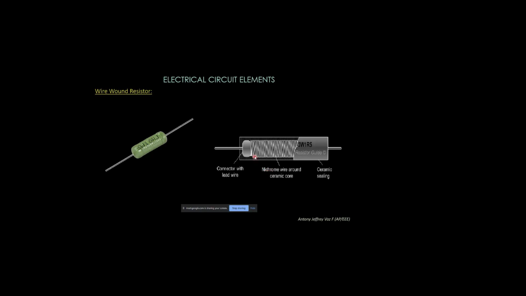This tungsten and nichrome wire have a very high resistance, and this high resistance is bound in the resistor, and these resistors are known as wire wound resistors. This is a fixed resistor, so it has two leads coming out from it.